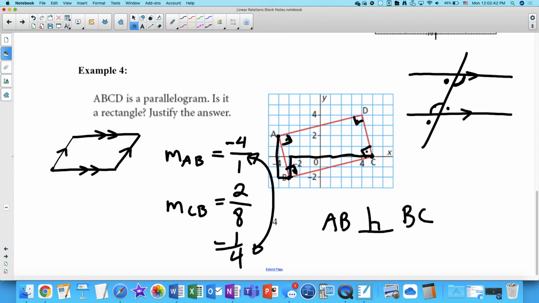Okay, and we're going to leave it there. We will continue looking at linear relations and slope on Thursday.